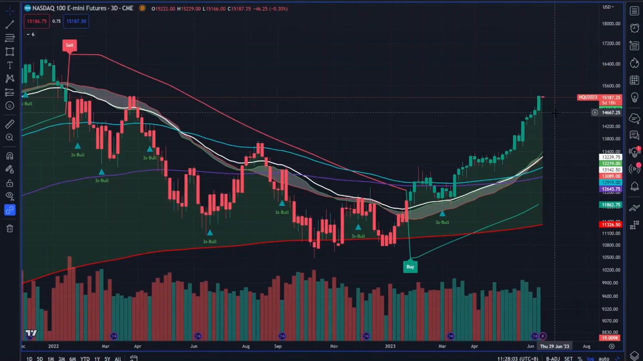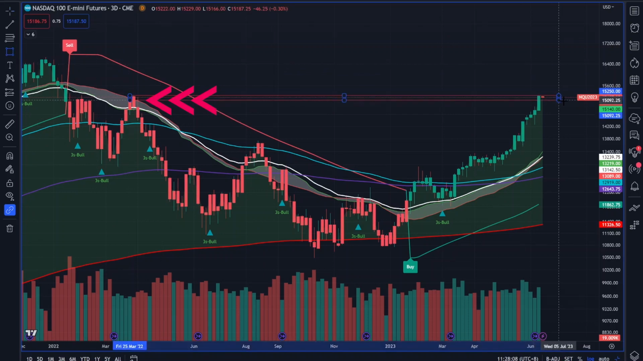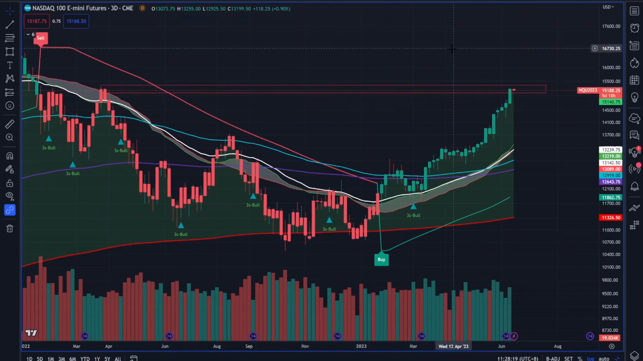If we have a look at the Nasdaq, we can see it's on an absolute tear, but we're right into this order block right here. So this is going to be a really key level where a lot of big traders will be starting to open up shorts here. I would say big time.